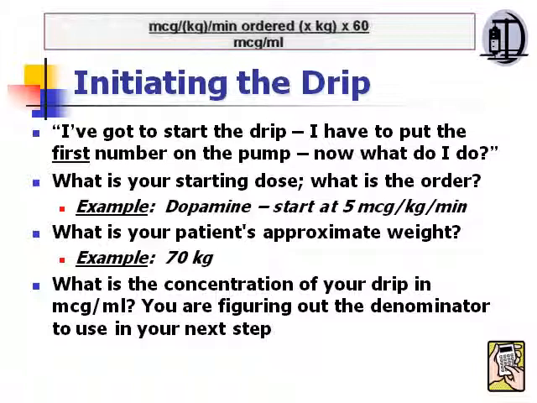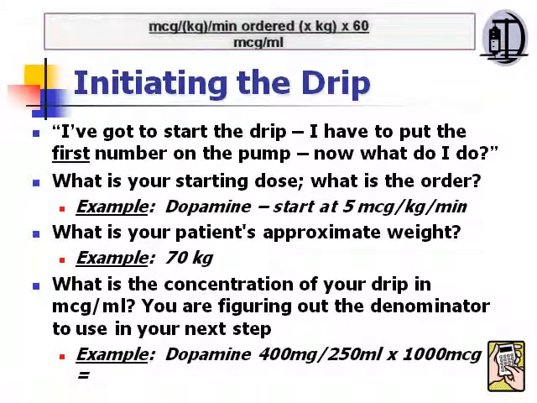So you're going to figure out what the denominator is, that's the bottom number when you're doing division, to use in your next step. So for example, we have dopamine, 400 milligrams in 250 mLs. Is it dosed in mics per kilo per minute? Yes. So we're going to multiply times 1,000, and then we're going to get the denominator, what's in the bag, how much drug is in the bag, and that's going to be 1,600 mics per ml. So every single ml that comes out of that dopamine bag has 1,600 mics in it.